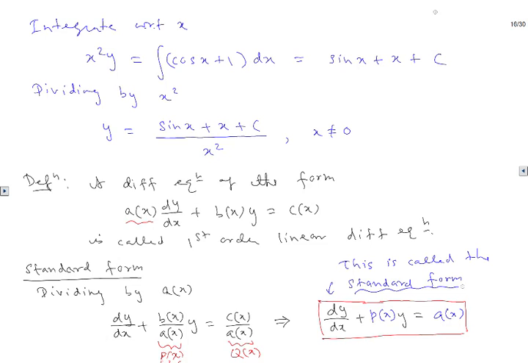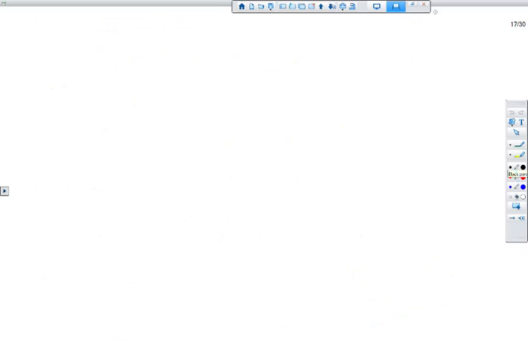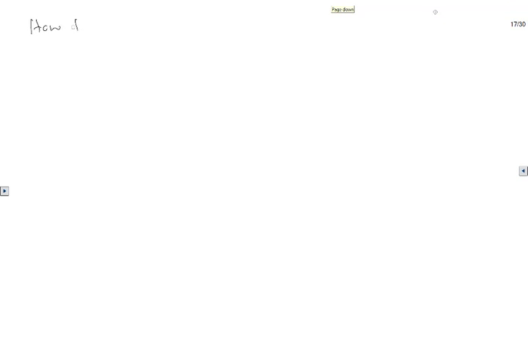Now let's discuss how to solve a differential equation which is in the standard form. Every time, you have to bring it to the standard form. So now the goal is to solve such an equation. Let's talk about the theory behind it. The question is how to solve it. The method is what we call the integrating factor method.